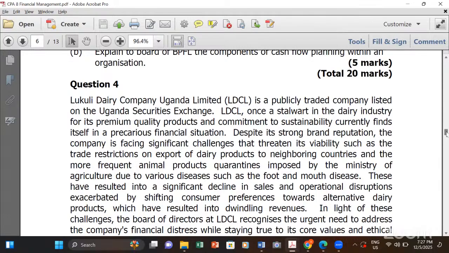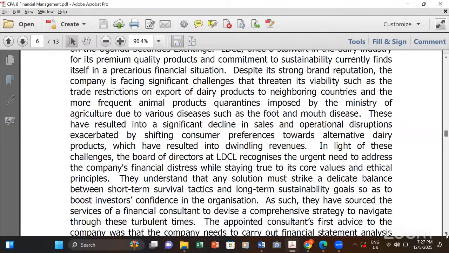its strong brand reputation, the company is facing significant challenges that threaten its viability, such as the trade restrictions on export of dairy products to neighboring countries and the more frequent animal products quarantines imposed by the Ministry of Agriculture due to various diseases, such as the foot and mouth disease. These have resulted into a significant decline in sales and operational disruptions, exacerbated by shifting consumer preference towards alternative dairy products, which have resulted in dwindling revenues.